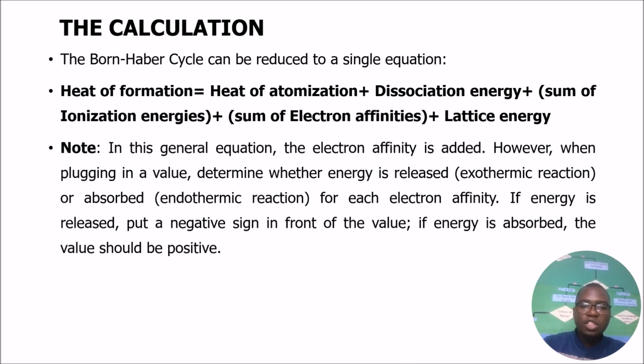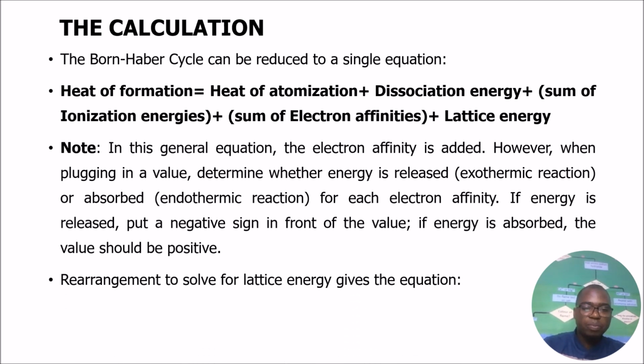Note, in this general equation, the electron affinity is added. However, when plugging in a value, determine whether the energy is released or absorbed for each electron affinity. If energy is released, put a negative sign in front of the value. If energy is absorbed, the value should be positive. Now, that doesn't make sense, I know. But let's look at the actual calculations and you'll see that it's actually making sense.